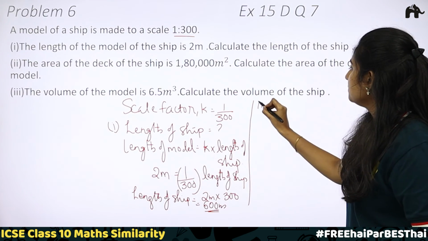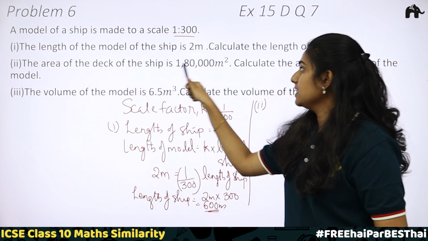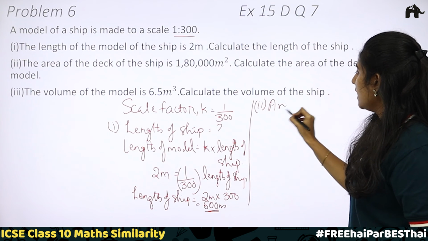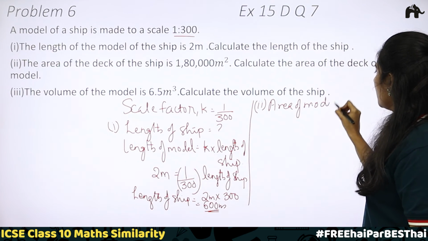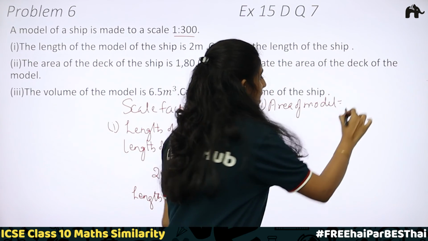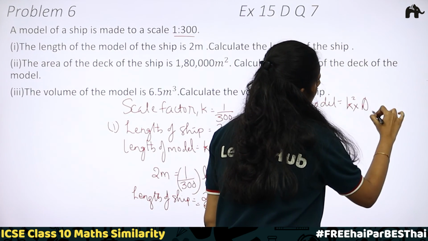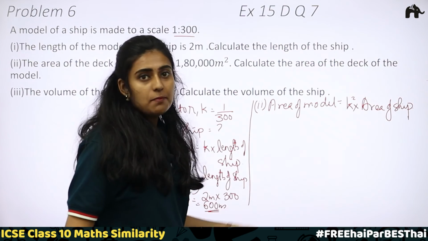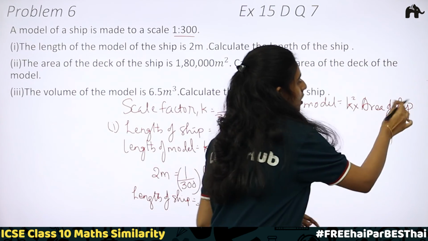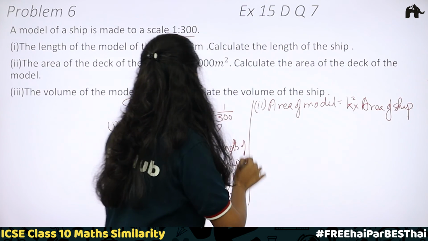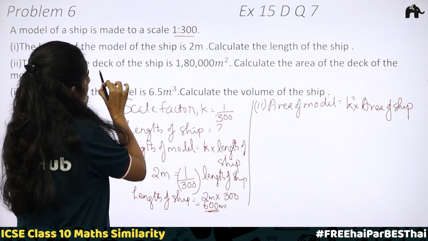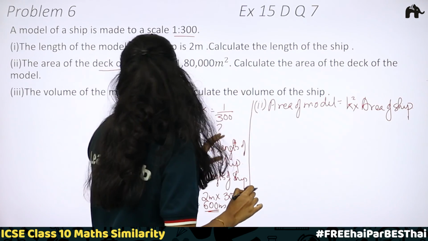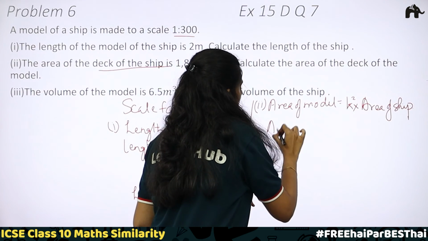Now, the second one. Area of deck of ship is given, which is 1,80,000 meter square. We have area of model equal to K square into area of ship. Okay, the area of the model is equal to K square into area of the deck of ship. Now, given the area of deck of the ship, 1,80,000 meter square, we have to find the area of deck of model.